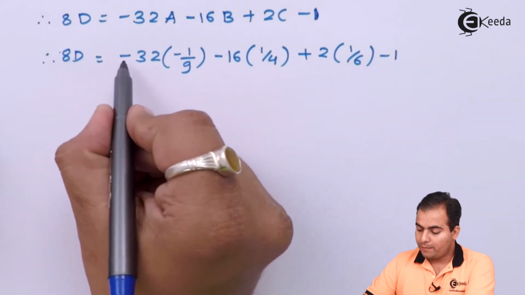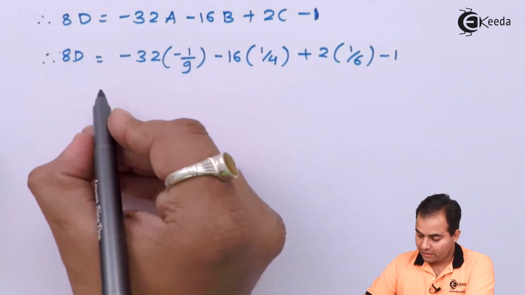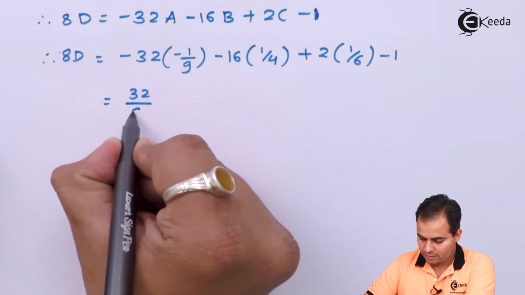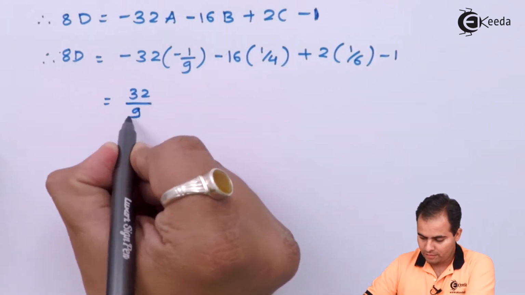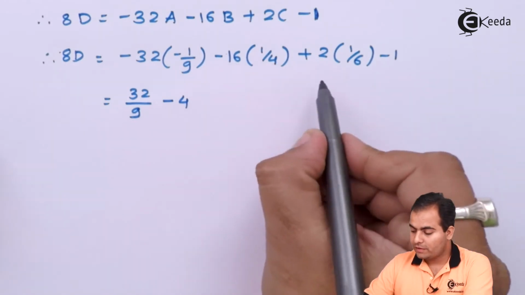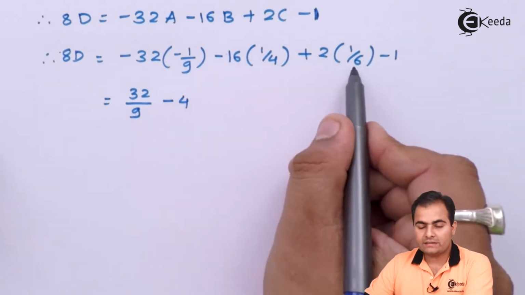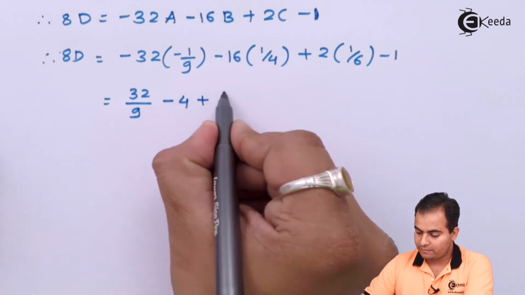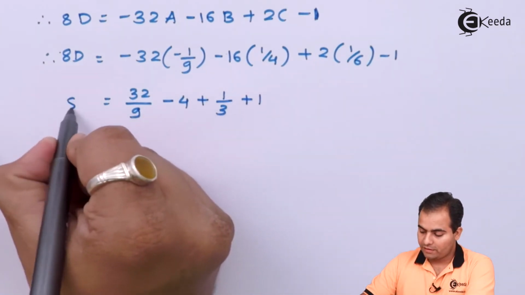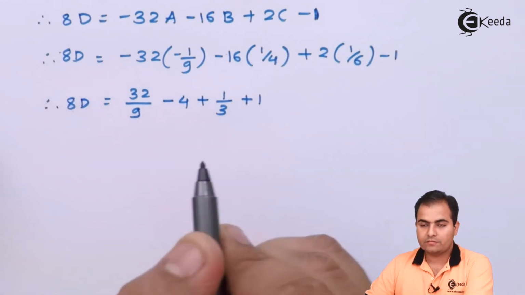Now minus 32 into minus 1 by 9, answer is plus 32 by 9. Minus 16 by 4, answer is minus 4, because we can divide the 16 by 4 also. Now look at here, 2 by 6 is nothing but 1 by 3, and at the end we have 1, and this is nothing but 8d.